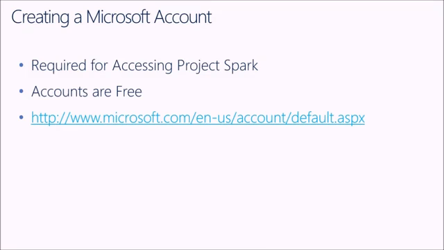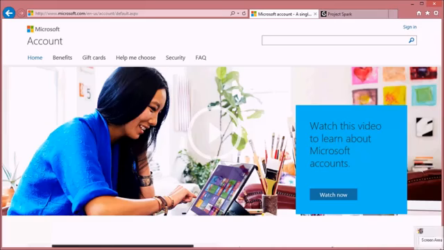When you go there, you'll find that there's a sign up section, and I'm going to take you through that now. So this is the microsoft.com/en-us/account/default.aspx page, and I suggest you copy that from the slides rather than try to type it in from what I just said. But if you go there, you'll find the Microsoft account page, and this is where you go if you're not sure if you have a Microsoft account, or you know you don't have one and you need to sign up for one for ProjectSpark.